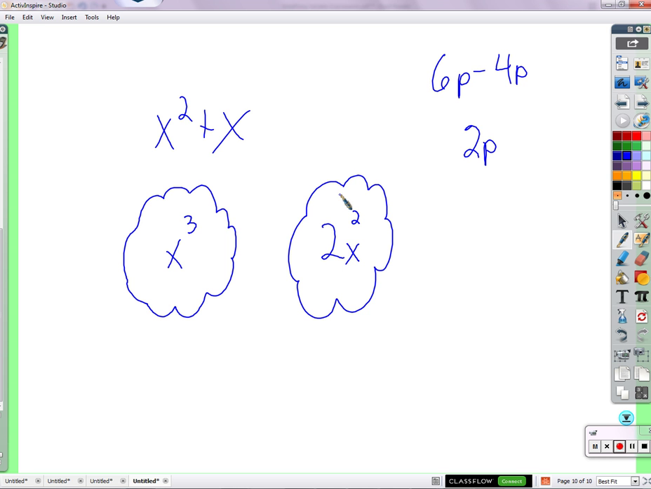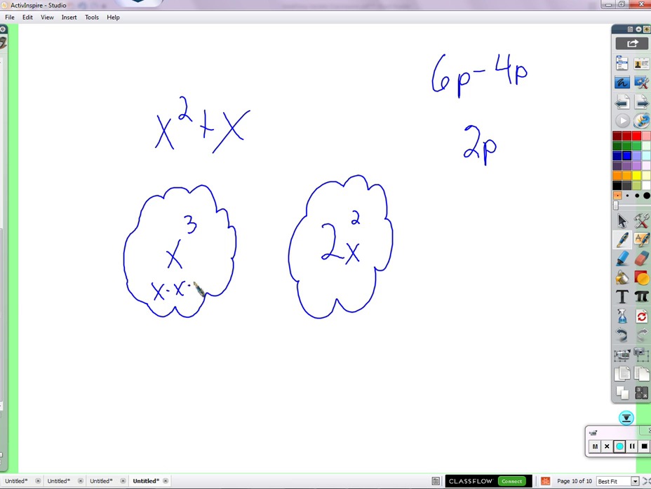I can see the reasoning behind this in a way, because there's x squared, right? That's x. And another x, and here's another x. So we're looking at three x's, right? This is three x's. Let's think about it for a few moments more. What does x cubed mean? X times x times x.